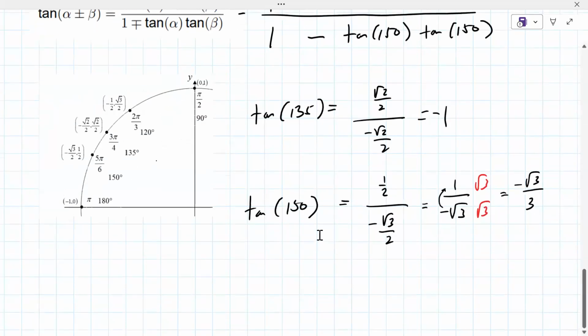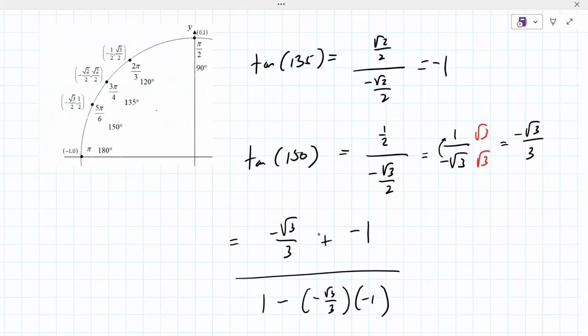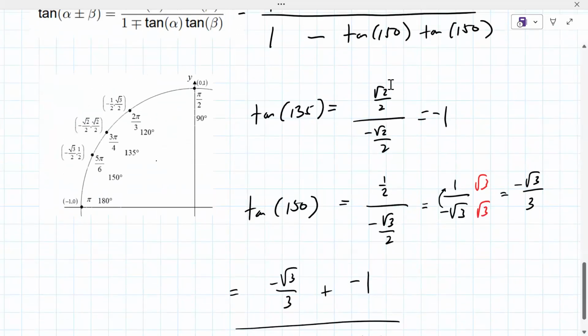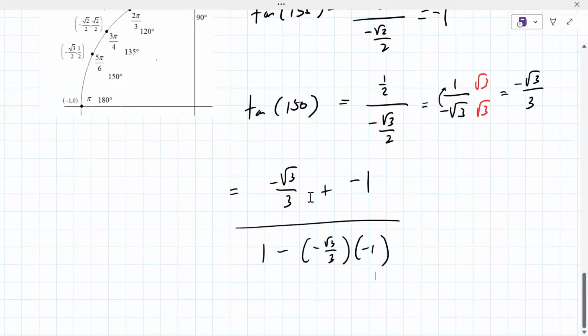Okay, so we're ready to put some numbers in. Tangent of 150 is minus square root of 3 over 3, plus -1, all over 1 minus square root of 3 over 3 times -1. That's just feeding these values back into the original. And so this is the answer. It's just not what they want because it's not rationalized, but it is an answer.